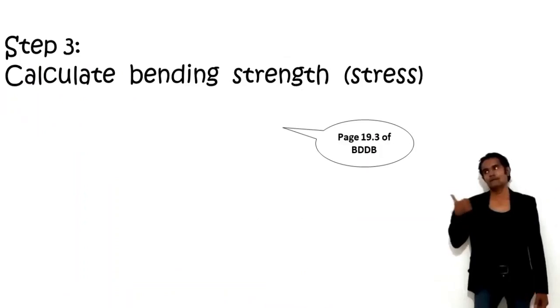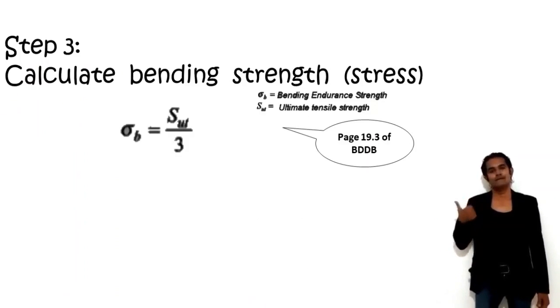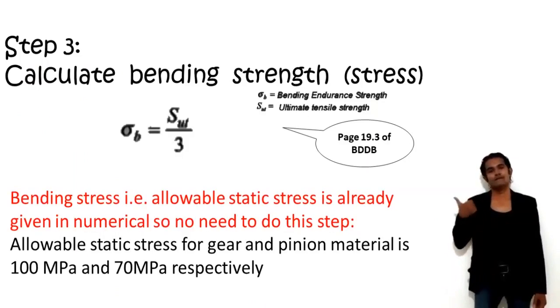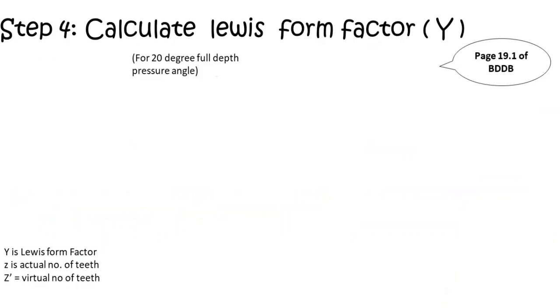Third step is to calculate the bending strength, which is SUT by 3. The formula is there on page number 19.3 of Bhandari Design Data Book. We don't need to do this step because the allowable static stress, that is your bending strength or bending stress for pinion and gear, 100 megapascal and 70 megapascal, are given. So you don't need to do this step.